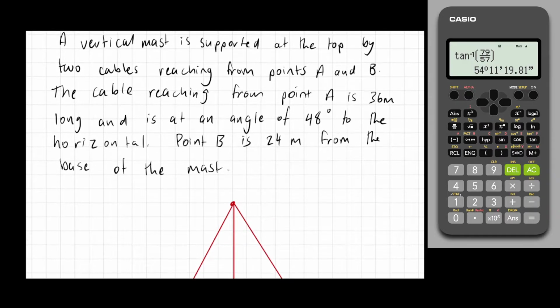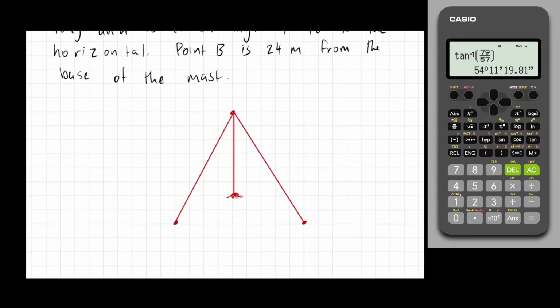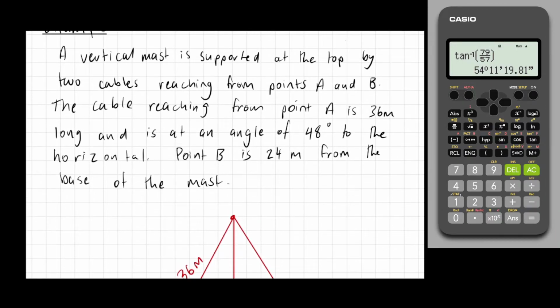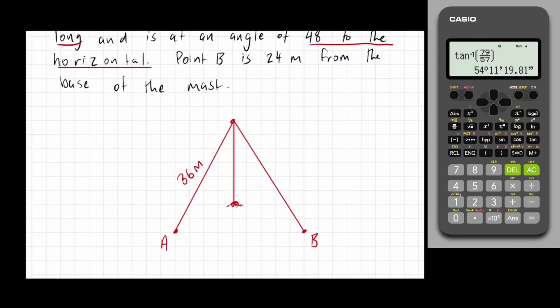Now, the cable reaching point A is 36 meters long. Okay, so if we call this one point A and we call this one point B, we know that the length of the cable, that's the red bit, is 36 meters long. And we also know that this 36 meters here is at an angle of 48 degrees to the horizontal.